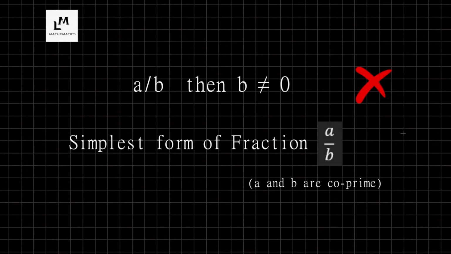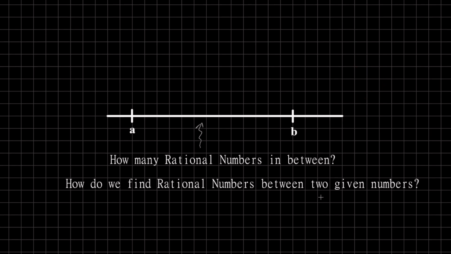Welcome back. In our last video, we looked at why division by 0 is not allowed and how to find the simplest form of any fraction. Today, we will see how many rational numbers there are in between any two given numbers, and how we find rational numbers between two given numbers.